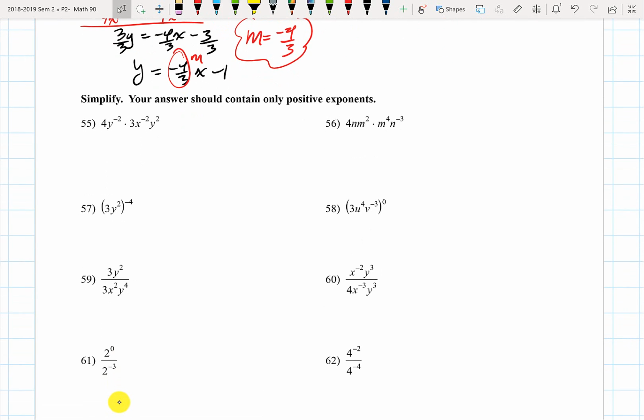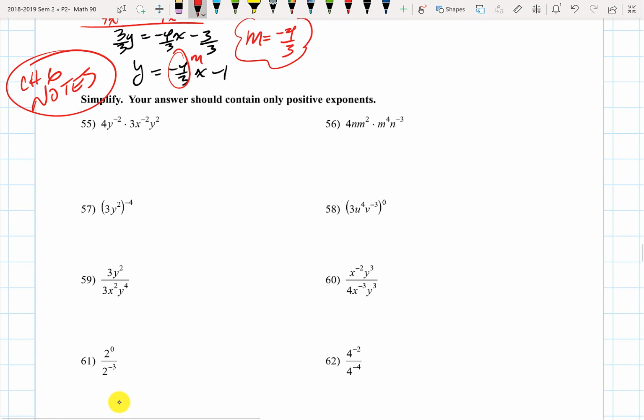Now we are in chapter 6. So take out your chapter 6 notes, and use section 6.1 and 6.2 notes. The very first thing we want to do is regroup.